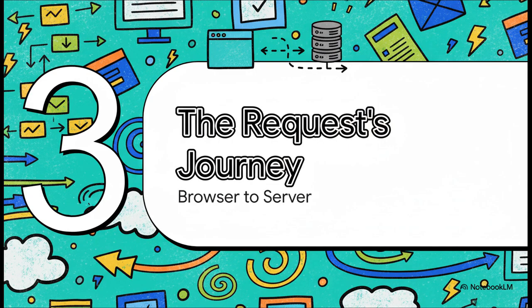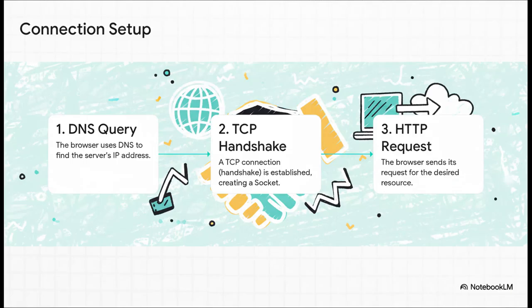Okay, so our browser has the address. Now it's time to actually send the message. Let's follow that request on its little journey across the internet. Before your browser even sends its main request, a little prep work has to happen. First, a DNS query. Think of this as looking up a website's name in the internet's phone book to get its real numerical IP address. Second, there's a TCP handshake, which is basically a polite hello to open up a reliable connection. Only after that connection is solid does your browser finally send the actual HTTP request.